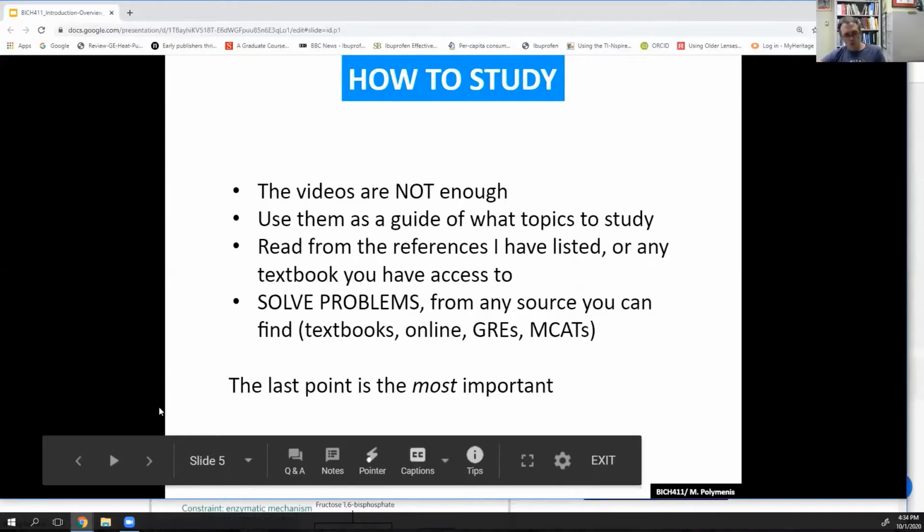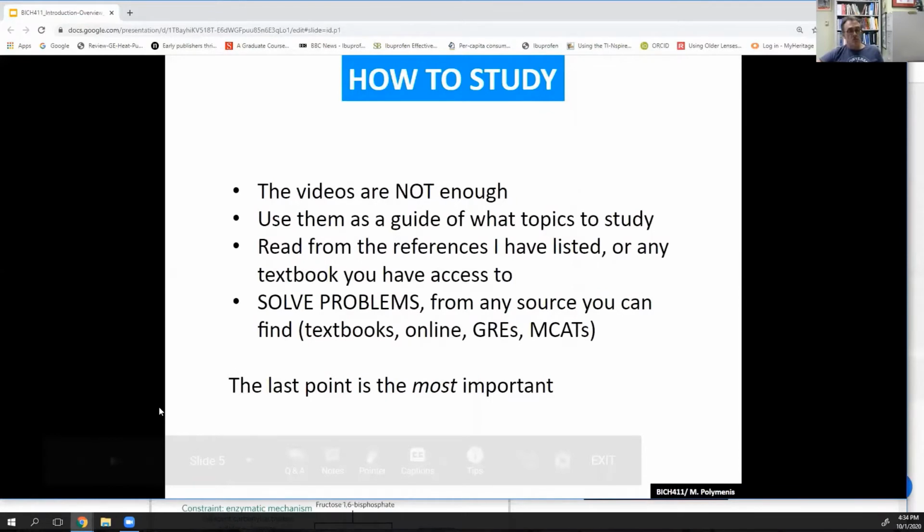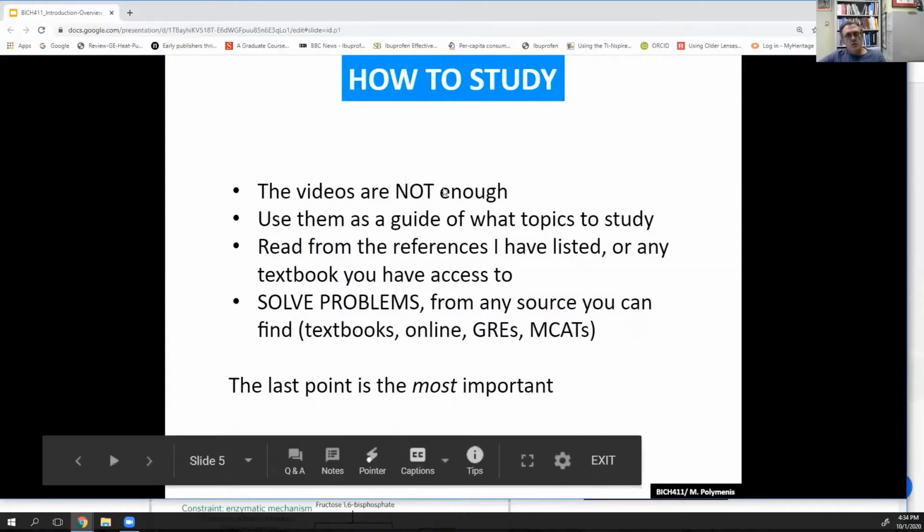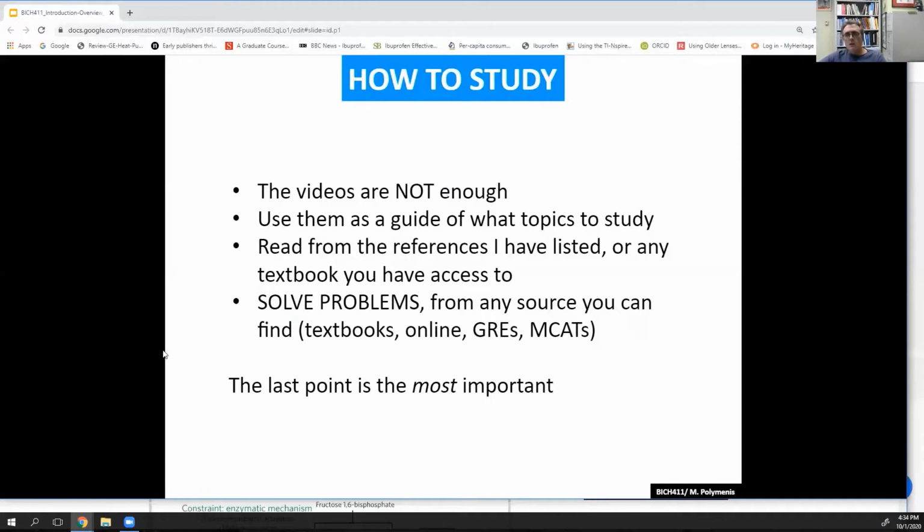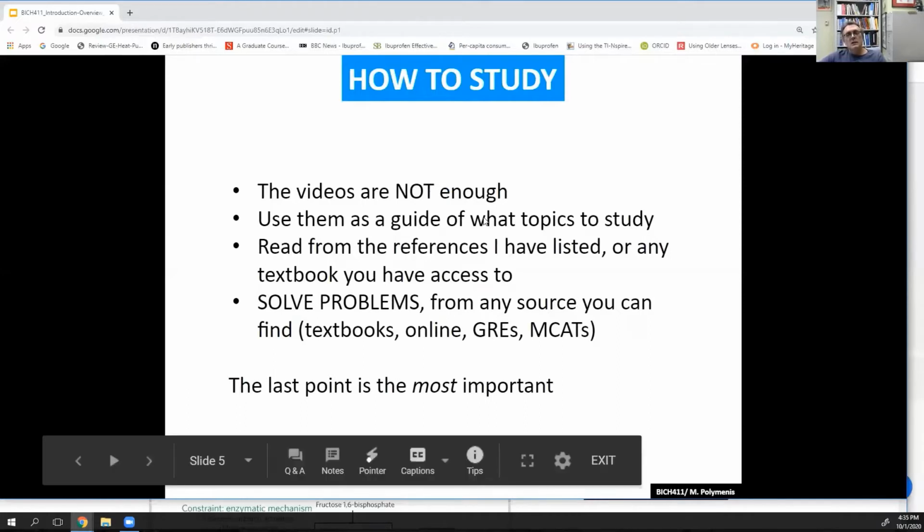I believe that most biochemistry textbooks are actually very good textbooks. Each one of them has problems in the back, and go solve them. See how you answer them. So do not just watch the videos and show up for an exam. You will not do well. Watch the videos, read the material from any source you can find, and solve problems. The more problems you solve, the better you will do.